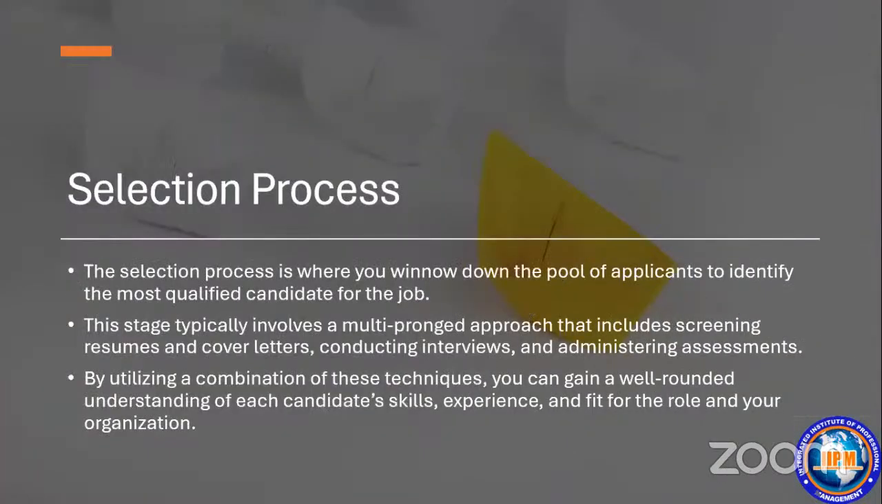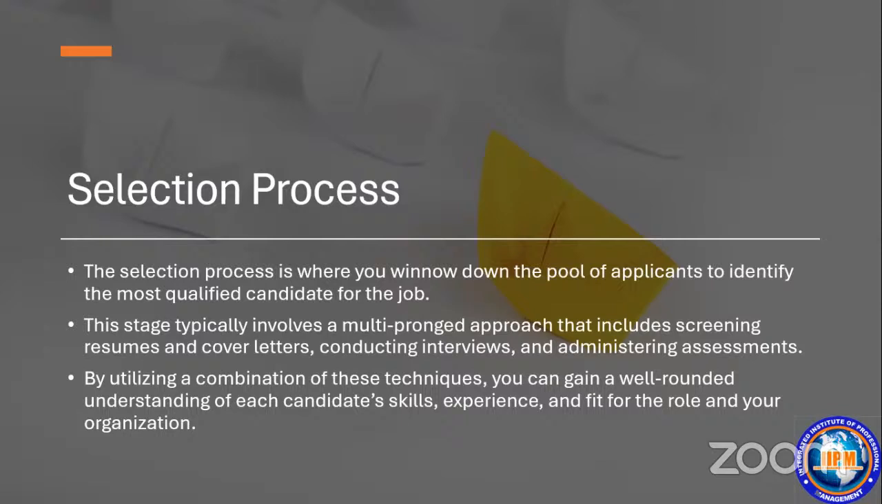So let's talk about the selection process. After you may have done all this, next is for you to actually do the selection. In the selection process, it is where you winnow down the pool of applicants to identify the most qualified candidates for the job. Because you cannot take everybody, right?